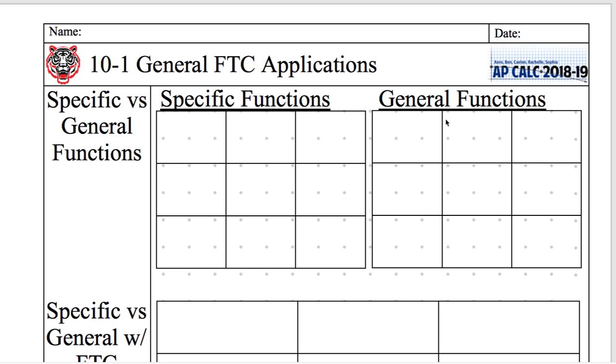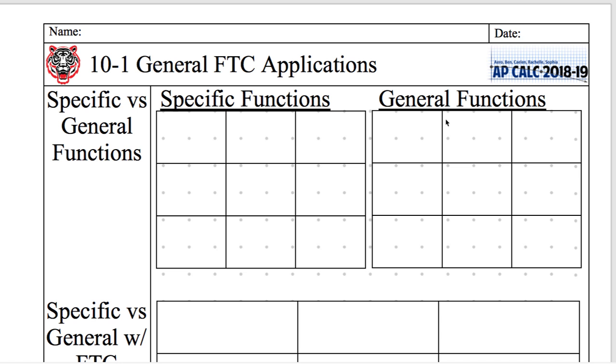So, general fundamental theorem of calculus application. Fundamental theorem of calculus, again, that is start plus change equals end. That is where I need to find that constant of integration. That is taking the inverse of a derivative. So, I take the antiderivative of the derivative, and don't forget to do that start value.